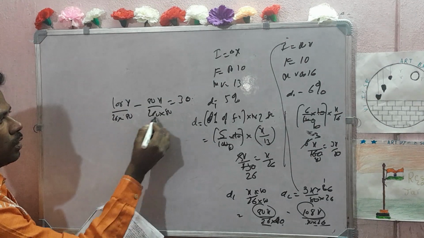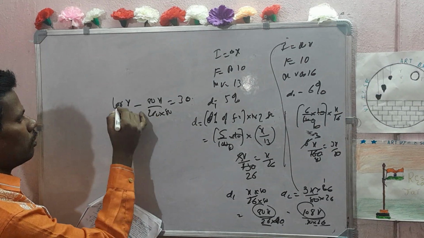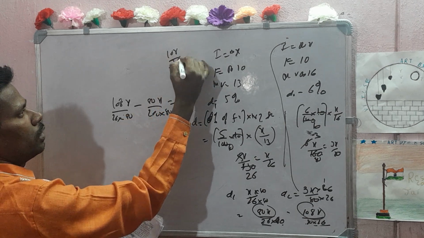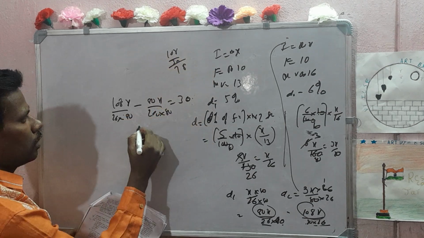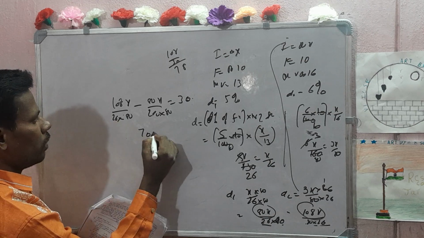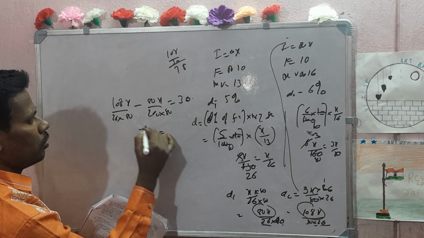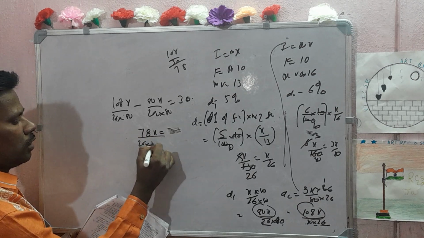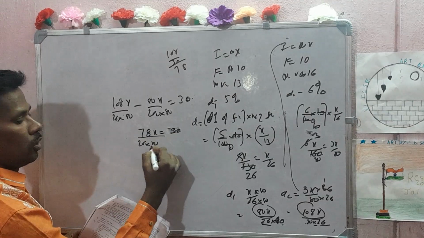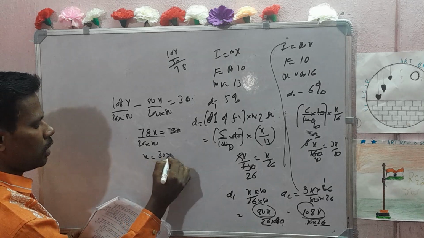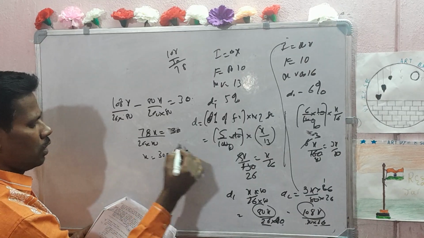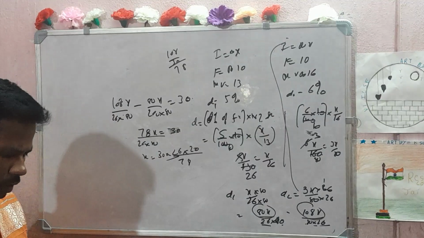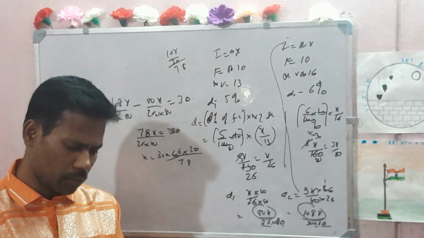So that means both denominators are same. So you can subtract 108 minus 30. 8, 10 minus 3, 70. So 78x is equal to 30. This 26 into 80 is equal to 30. So x is equal to 30 into 26 into 80 by 78. So simplify this one, you will get the answer. It's a very simple question.